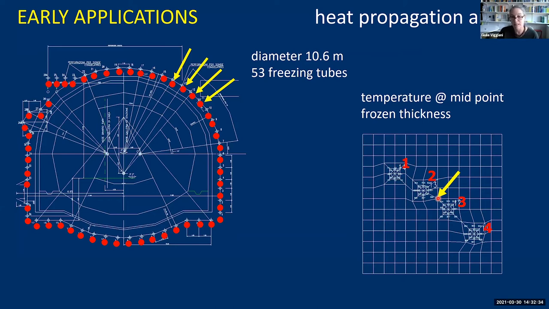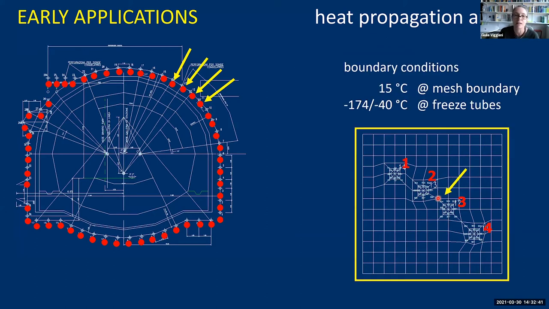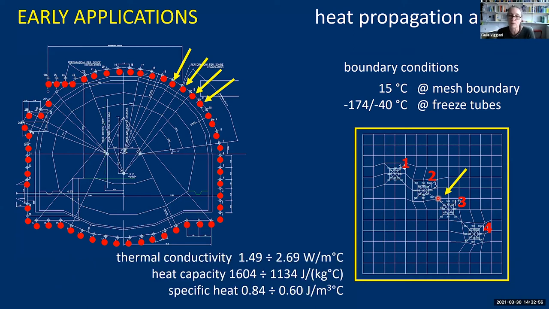That is the thickness of the ice wall, conventionally defined as the thickness of soil that is below minus 10 degrees centigrade. So the boundary conditions in this numerical analysis were 15 degrees centigrade at the mesh boundary and minus 174 or minus 40 degrees centigrade at the freeze tubes, depending if it was nitrogen or brine. And the thermal properties of the ground are those listed in the slide.